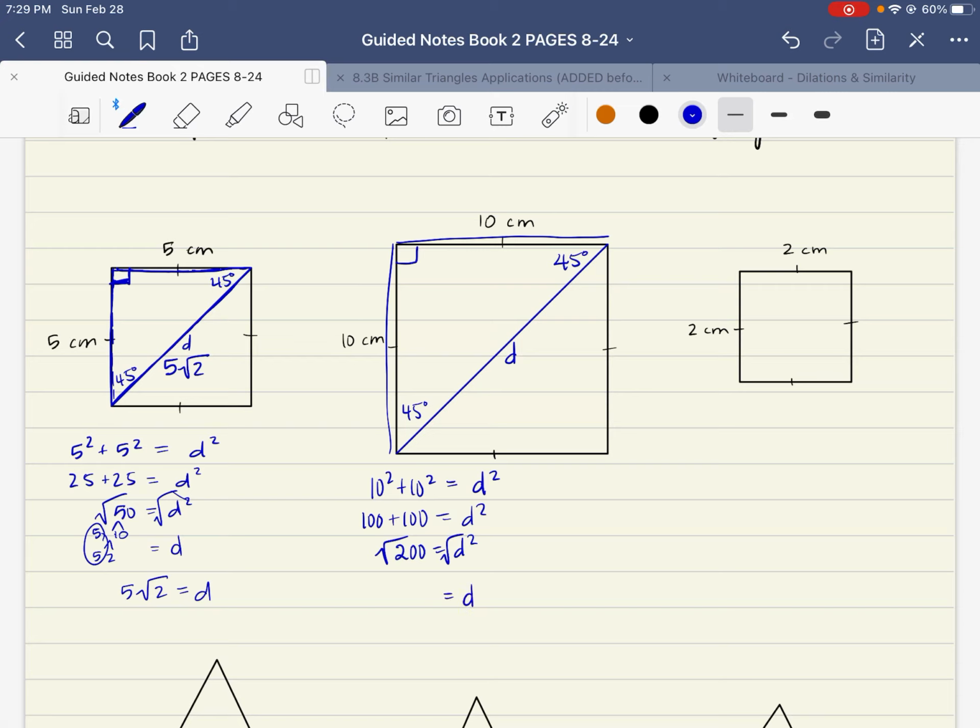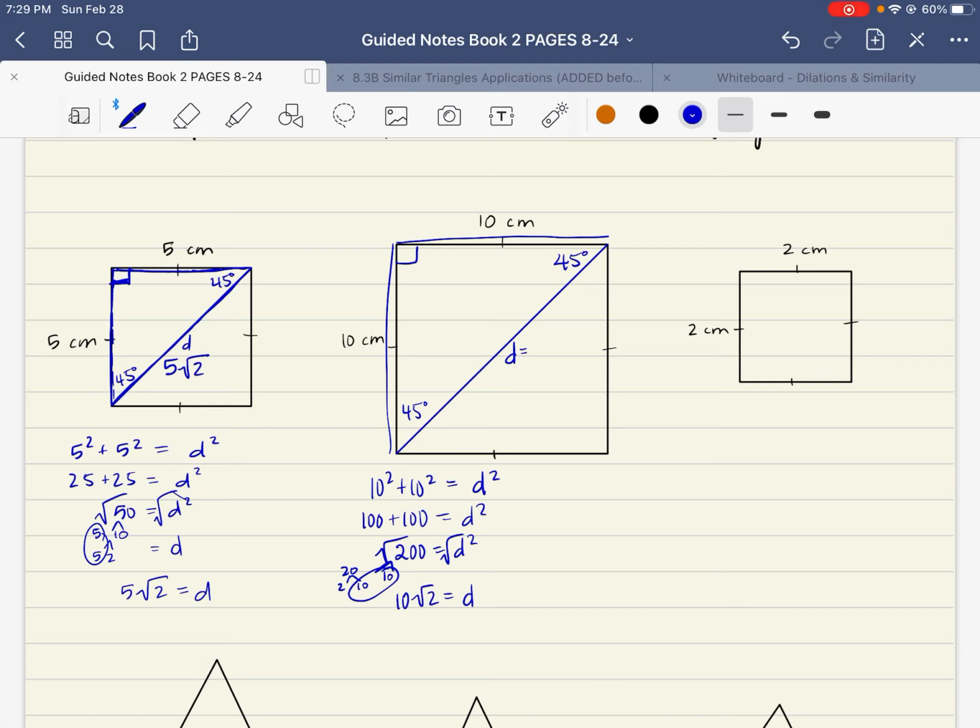D is equal to, again, I'm going to break this down, that would be like 20 times 10. That's 2 times 10, and I could keep going, or I have a group of 10s there, so this is like 10 square root of 2. So if I come up here and write this in, that becomes 10 square root of 2. You'll notice, again, this relationship here.